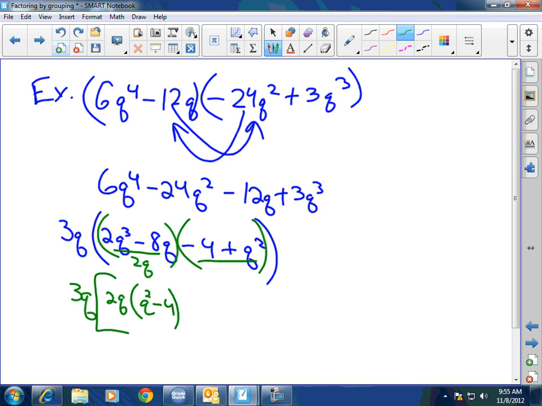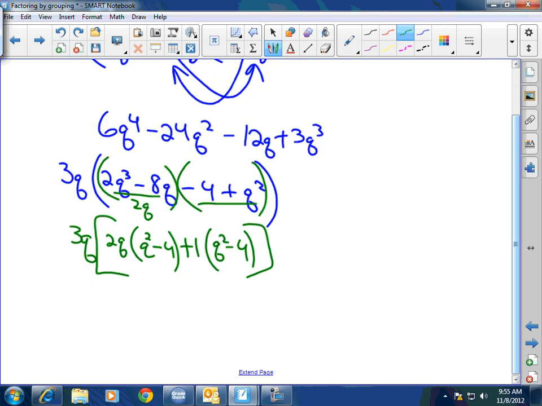So here it's already done. So what do I factor out of here, though? A 1. So you go plus 1, and you got q squared minus 4. You guys with me here? And then this would be 3q times q squared minus 4 times 2q plus 1.